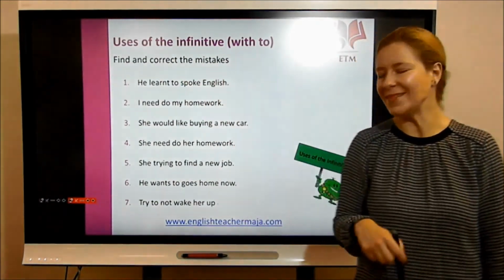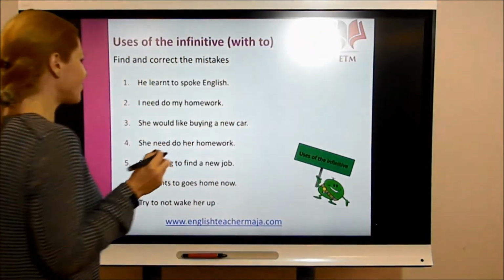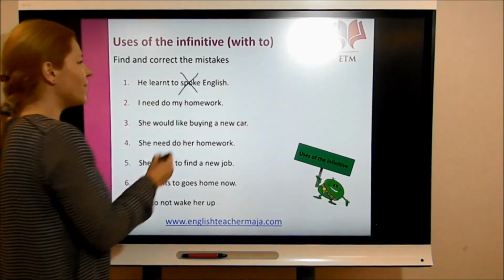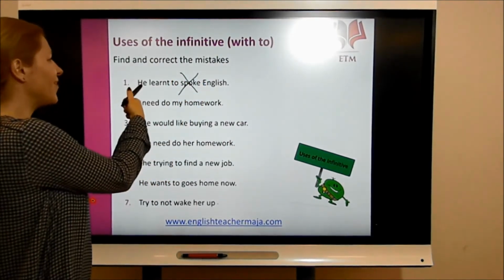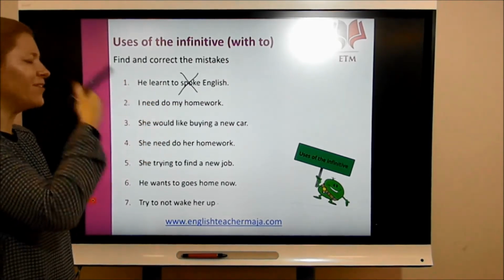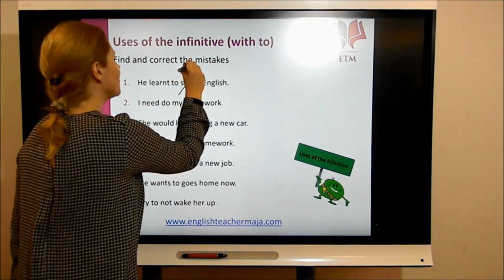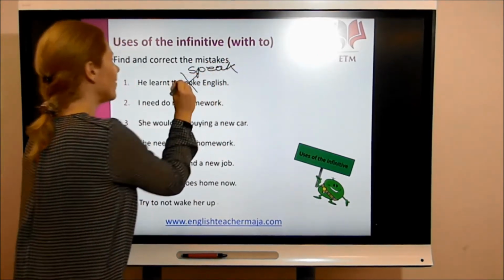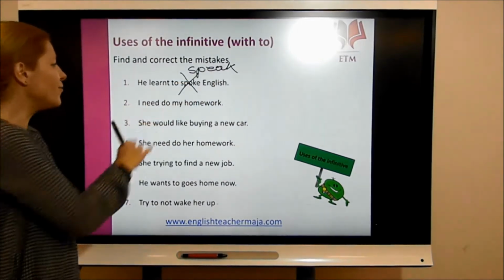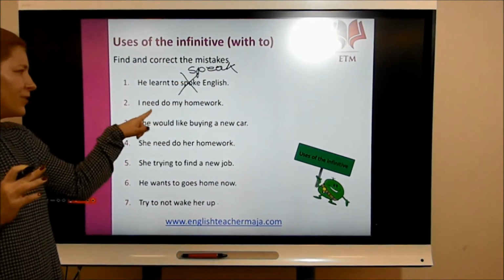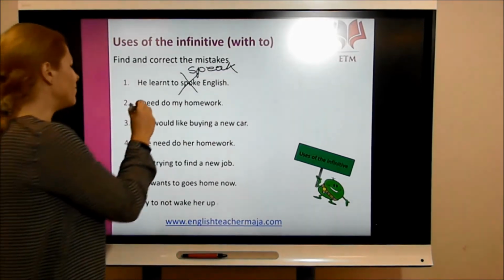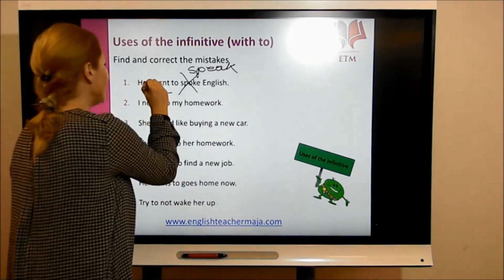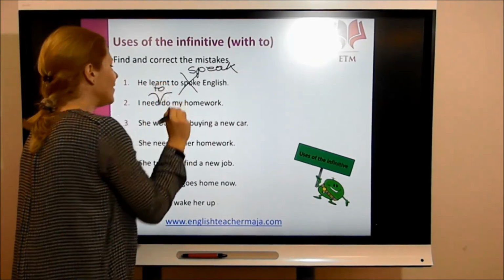Find and correct the mistakes. Okay, so he learned to speak English is incorrect because spoke is the past simple, and after learned to, you need to use infinitive, a very basic form of a verb. So speak is correct. He learned to speak English. Now, I need to do my homework. We have two verbs need to, and we want to connect them. So, in order to connect need and do, we need to. I need to do my homework.